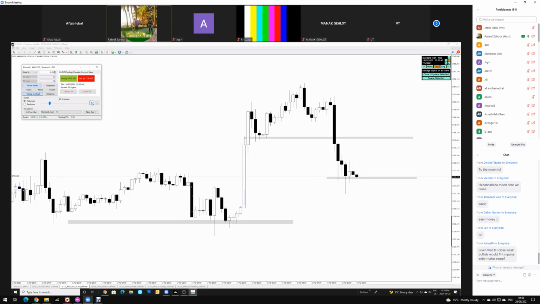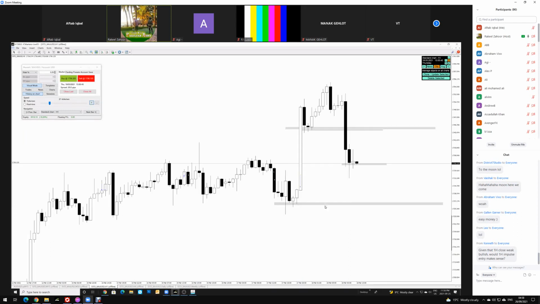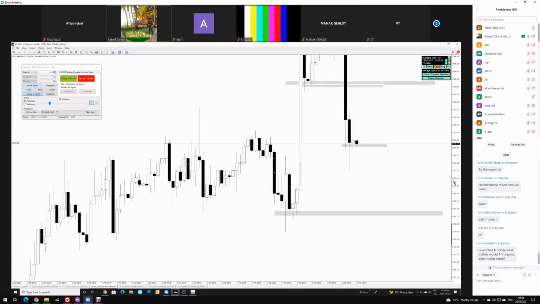Given that 1 hour candle close weak bullish, would 1 hour impulse entries make sense? Yes, 1 hour impulse entries will make sense. Right here, they will make sense if this candle wicks up and breaks this low to fill this wick and then continue on pushing down. That will make sense. But we wanted to make a top wick first, right?